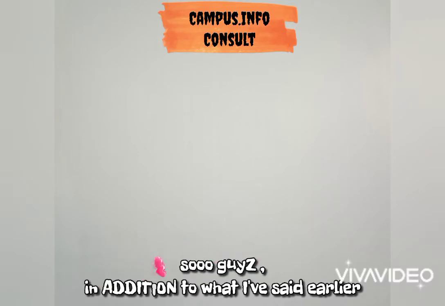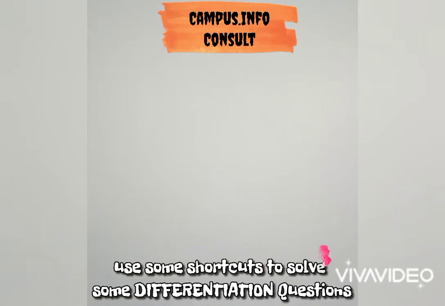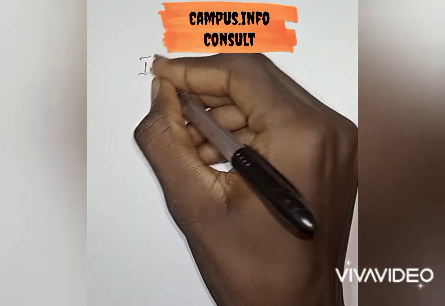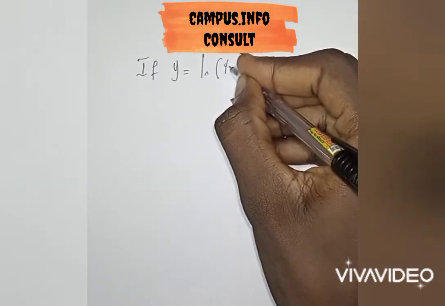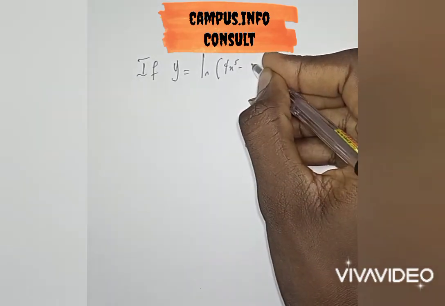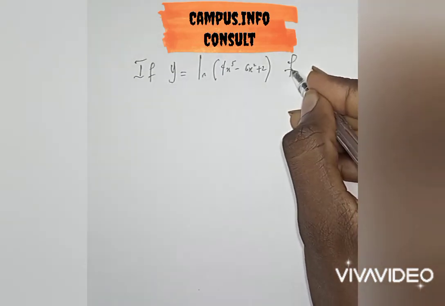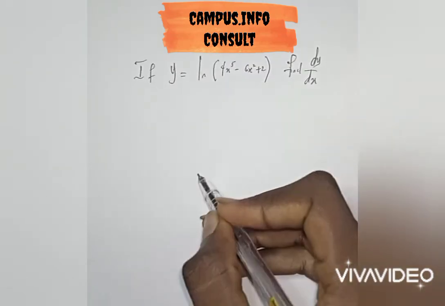So guys, in addition to what I've said earlier, I would like to show you a preface on how you can use some shortcuts to solve some differentiation questions. Suppose you came across a question in this format which says, if y is equal to ln of 4x to the power of 5 minus 6x squared plus 2, find dy/dx. Now this is the question.